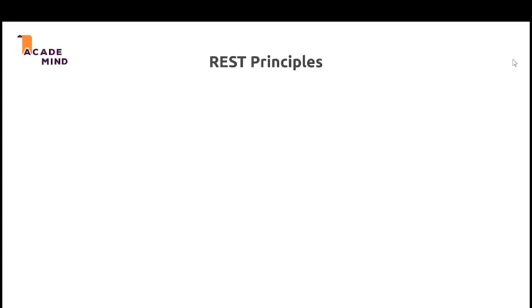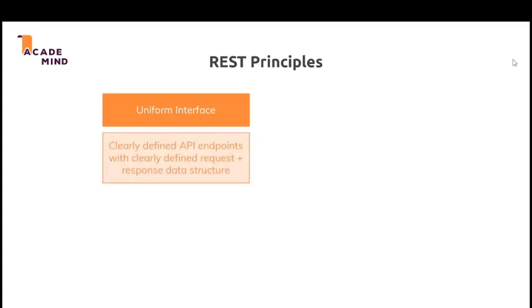We're almost done with the theory part. Now, there are some core principles that are indeed defined in theory and that are important for you to keep in mind. Or at least there are two core principles I want you to keep in mind when building REST APIs. The first one is the uniform interface principle. This simply defines that your API will have or should have clearly defined API endpoints. You remember, endpoints were the combination of HTTP methods and paths, with clearly defined request and response data structures.